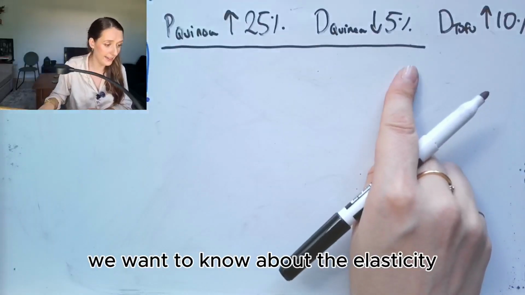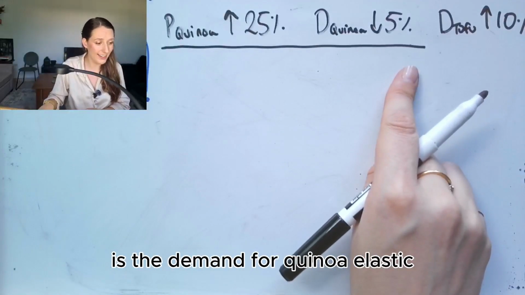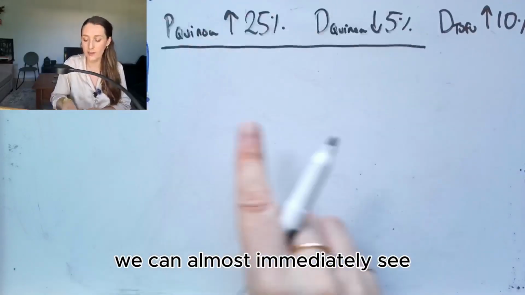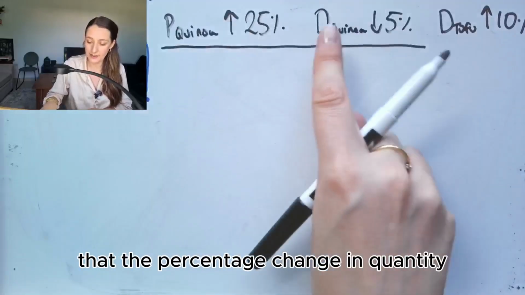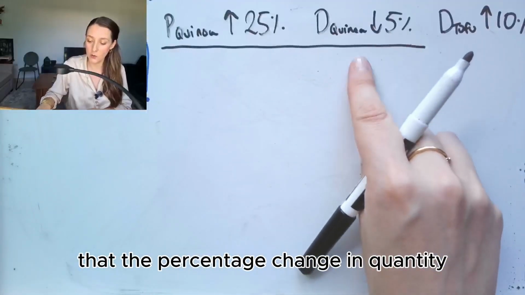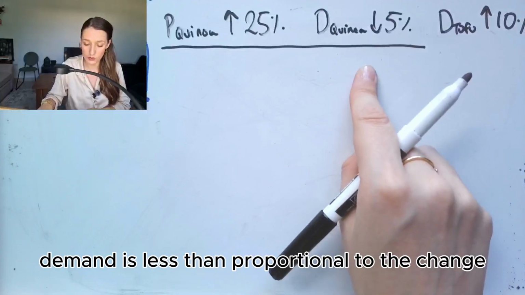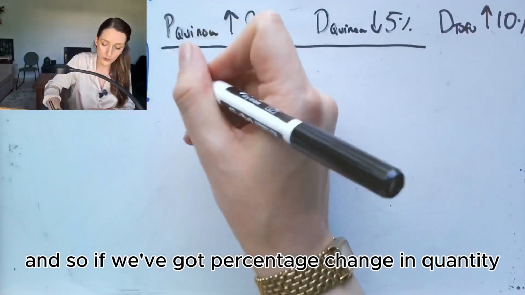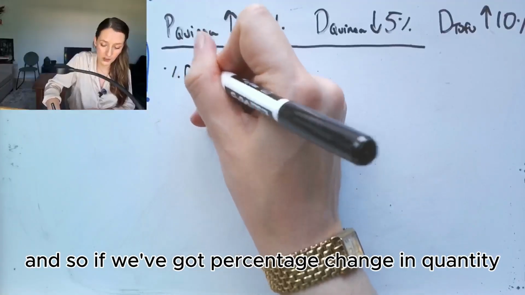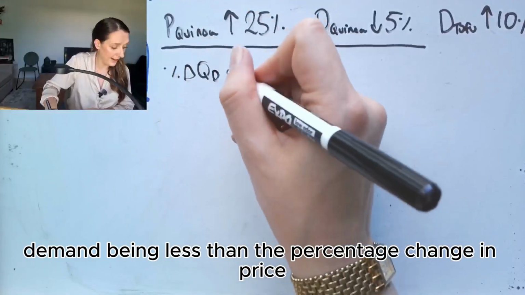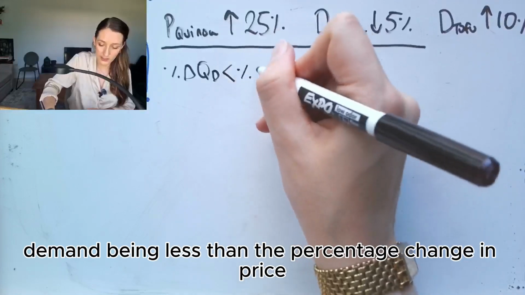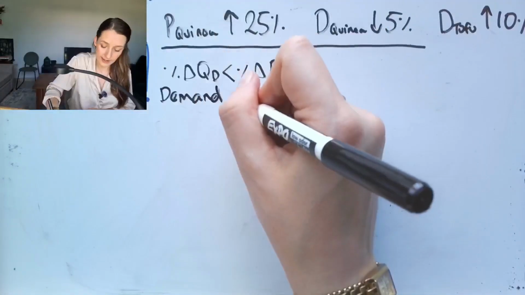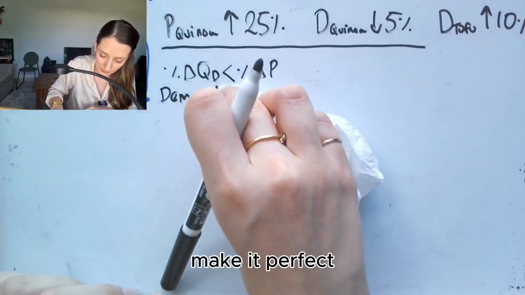We want to know about the elasticity. Is the demand for quinoa elastic, inelastic, or unelastic? Explain using numbers. We can almost immediately see that the percentage change in quantity demanded is less than proportional to the change in price. And so if we've got percentage change in quantity demanded being less than the percentage change in price, we can say that demand is, let's tweak that slightly, perfect.